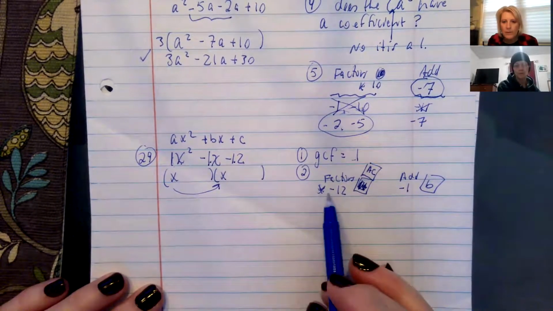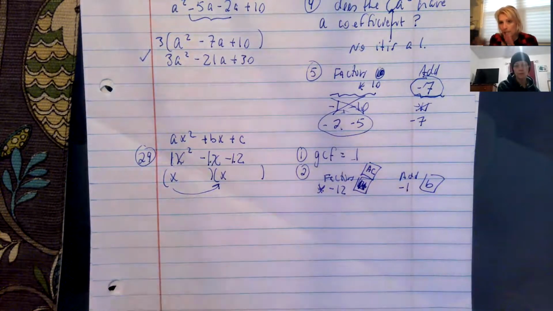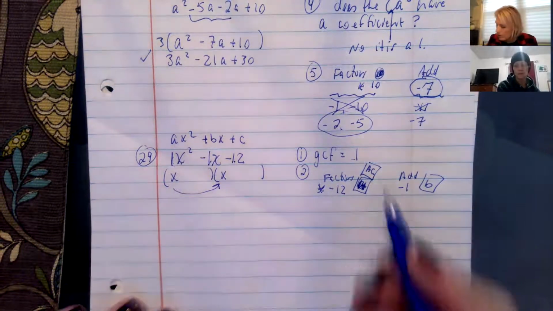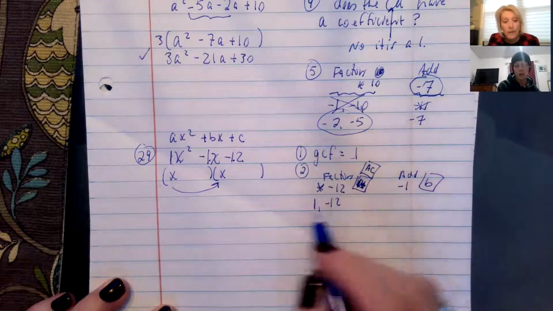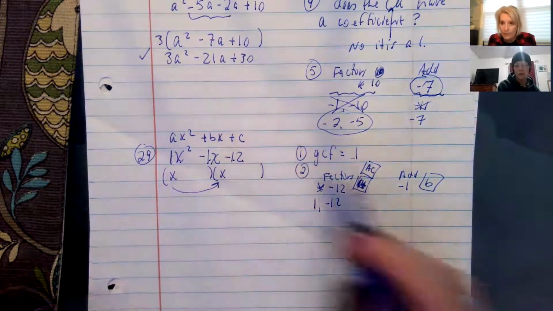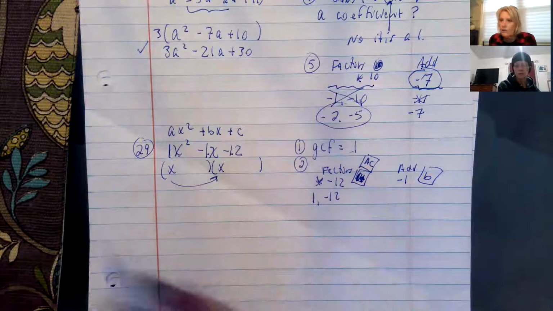So numbers that multiply to make a negative, I know it's going to be plus and minus, right? Okay, so let's just list them all. We've got 1 and a -12. And sometimes people get really good at this where they don't have to make the whole list. They can figure this pattern out, but we're gonna make a list.